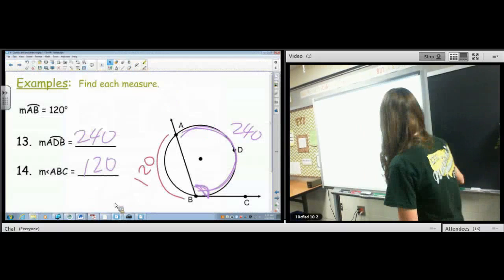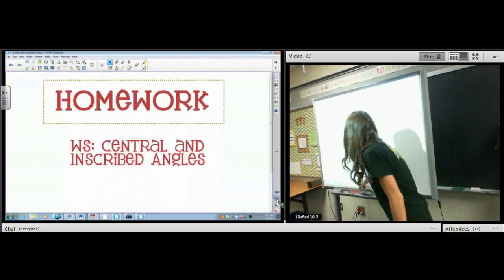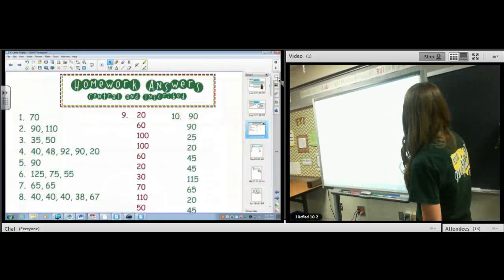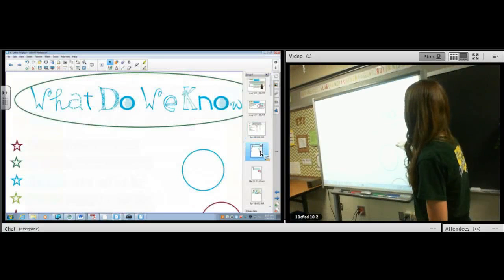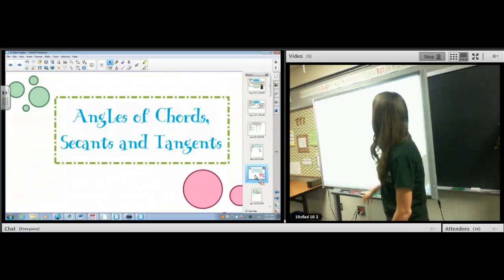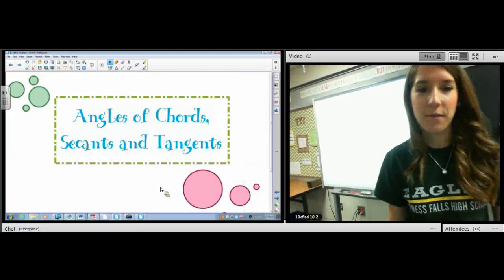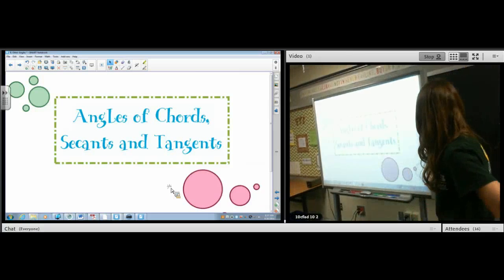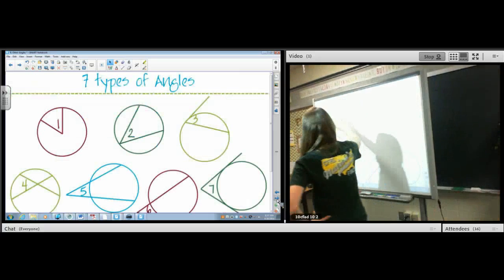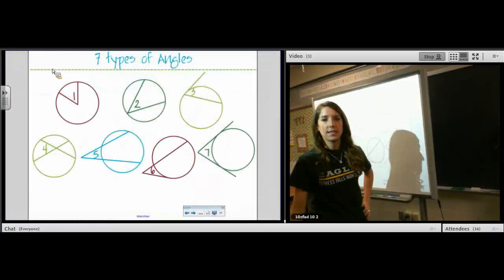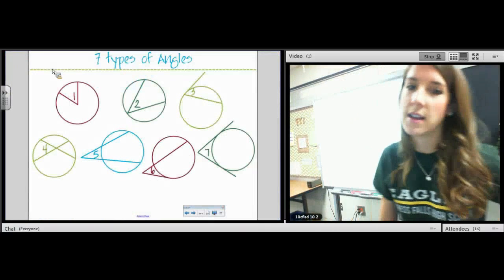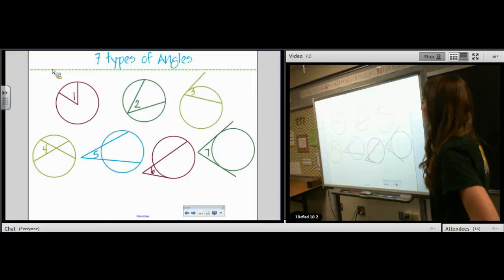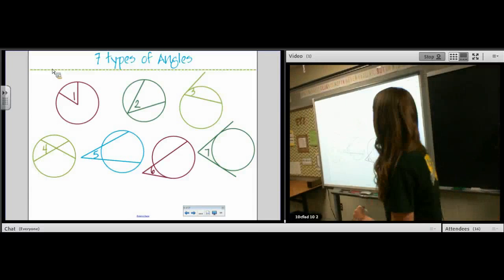All right, so that was not today's, sorry. The name of today's lesson is, well, it doesn't really have a name. Angles of chords, secants, tangents. It's kind of a lot of angles, and we're going to look at 7 different types of angles. Ready?